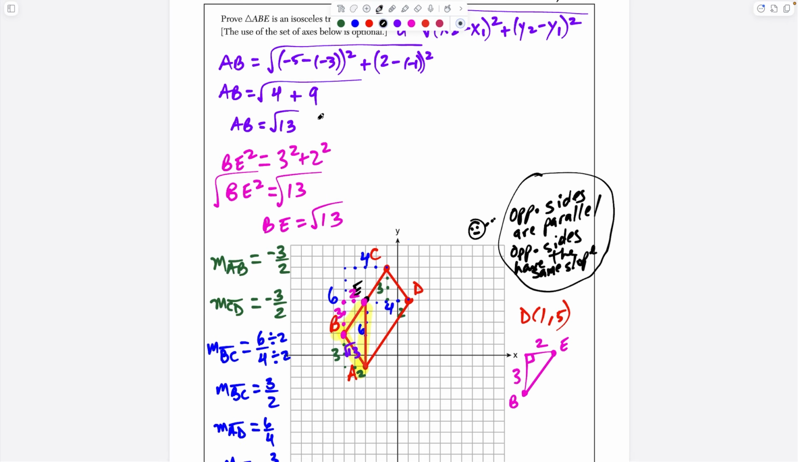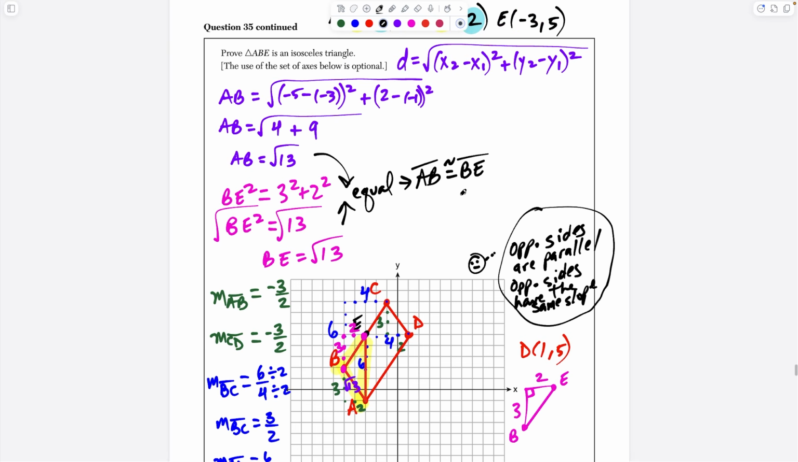So now some commentary, I could say that these two sides here are equal, which then tells us that segment AB is congruent to segment BE. But now this establishes what we need to prove triangle ABE is isosceles, because we have a triangle with two congruent sides.